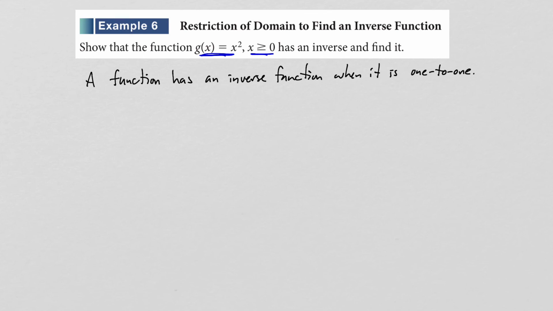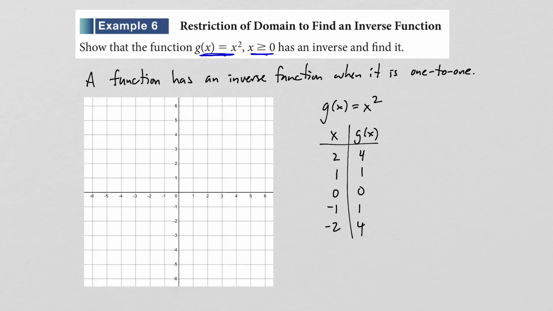Well, what does g of x equals x squared look like? Let's take a look at its graph. So we know the function g of x equals x squared has the following points, right? When you plug in 2, 2 squared is 4. When you plug in 1, 1 squared is 1, etc. And if we graph those, we get the following. So we have the points (0, 0), (1, 1), (2, 4), (-2, 4), and (-1, 1). And we know that this is basically just a parabola.